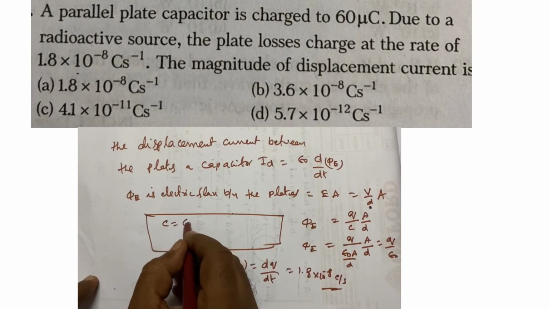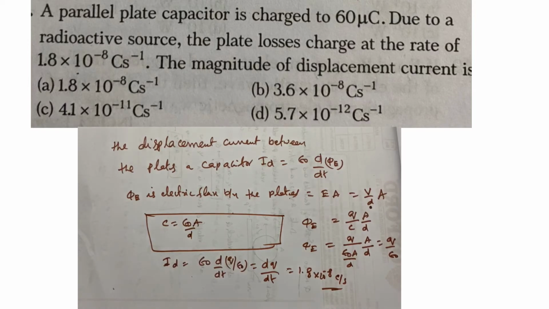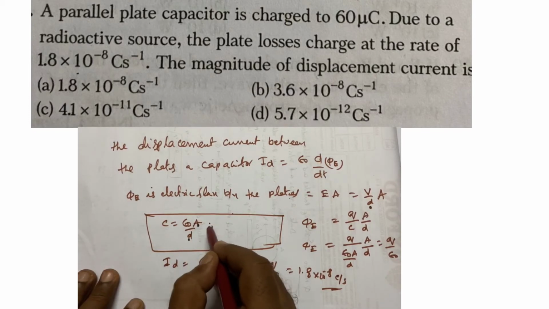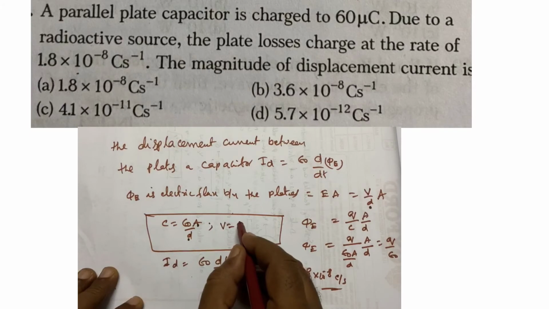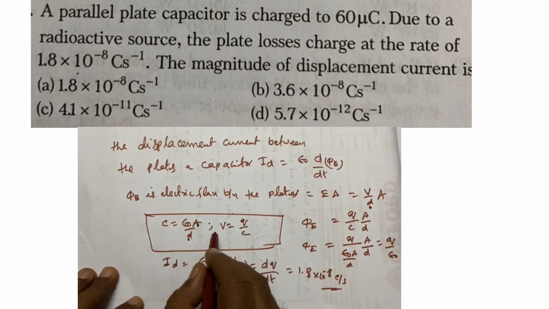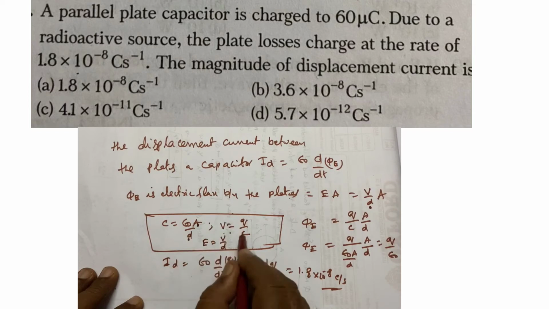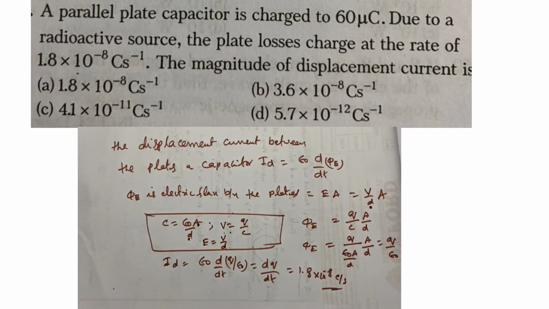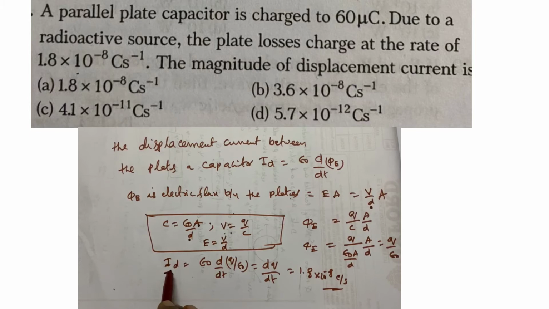C equals the capacity of the parallel-plate capacitor. C equals epsilon naught A by D. A is the area of the plate. D is the distance between the two plates. Next one: potential difference between the plates equals Q by C. Intensity of electric field between the plates equals V by D. These are very important, substitute here. Answer: displacement current between the plates in terms of increasing charge dq equals 1.8 into 10 to the power of minus 8 coulombs per second.